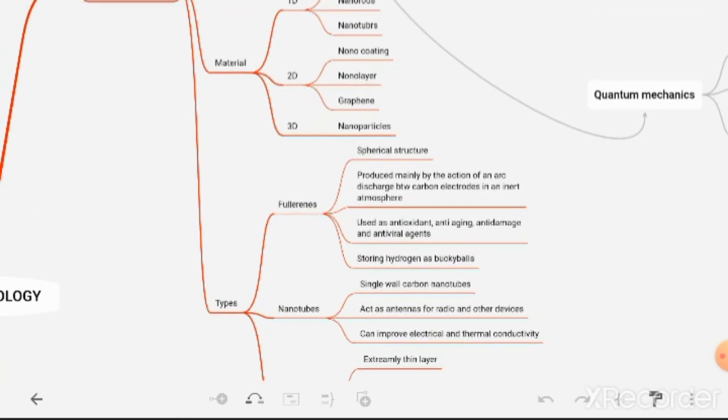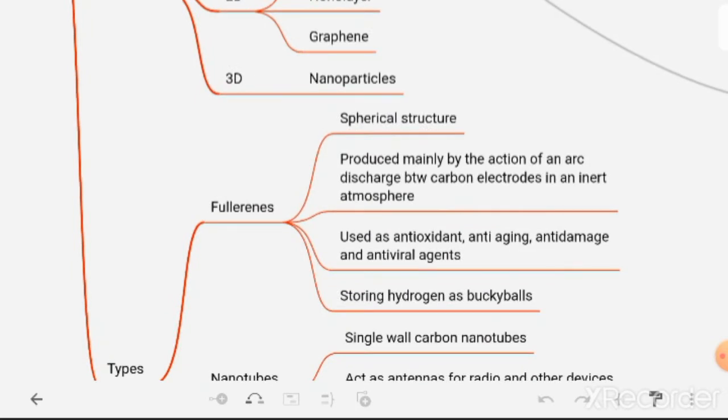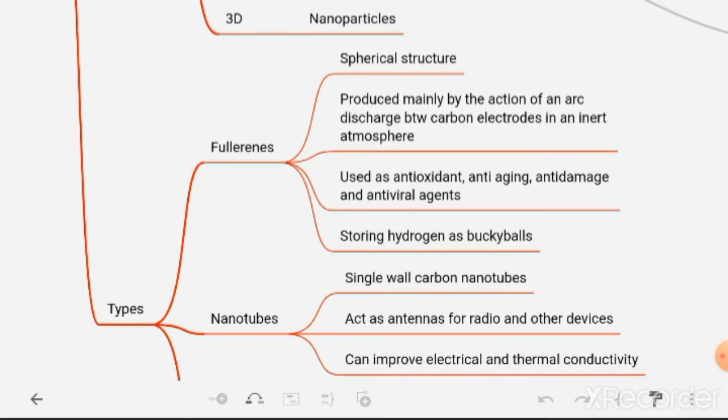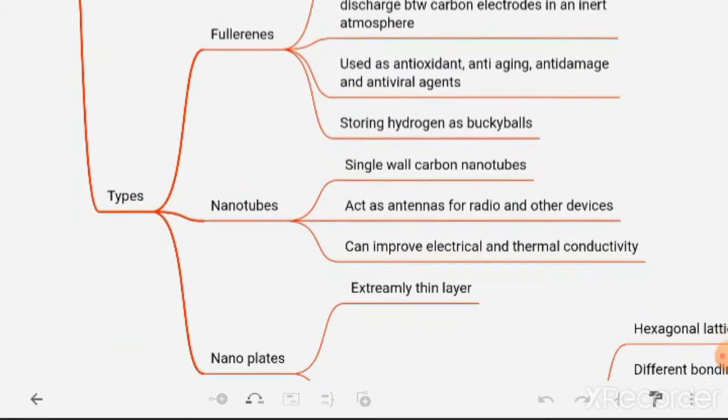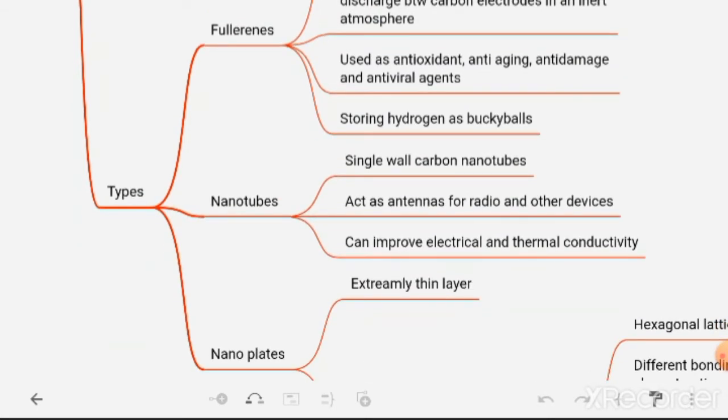So first type we will go to is the fullerene. It's a spherical structure, produced mainly by the action of an arc discharge between carbon electrodes in an inert atmosphere. It can be used as an antioxidant, anti-aging, anti-damage, or antiviral agent. It is also called buckyballs, and hydrogen atoms can be stored in the fullerene nanoparticles. The second type is nanotubes, single wall carbon nanotubes.